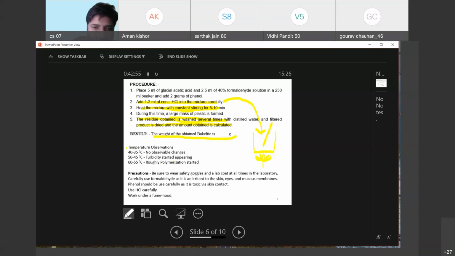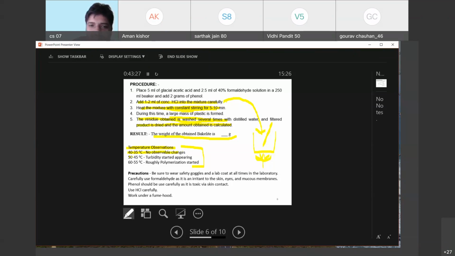So during the preparation, you can see observations. You can see what is happening in the reaction mixture when you increase the temperature. So when you heat this beaker, initially the temperature will be less, nearly 35 to 40 degrees Celsius. At that time, you will see no change in the reaction mixture. Means clear reaction mixture you will see.